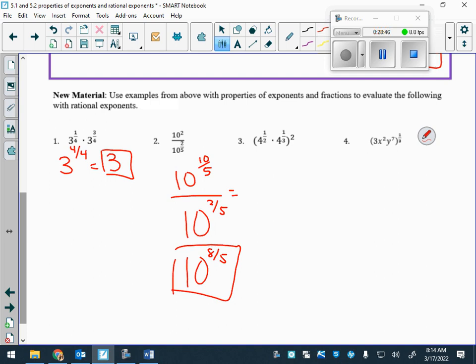Number 3. We have 4 to the 1/2 times 4 to the 1/3. Now you could do this a bunch of different ways. You want to get rid of that exponent. So what do? Yeah. Multiply. Okay. So 1/2 times 2, 1. 1/3 times 2, 2/3. Now, from this case, what can I do? What should I do?